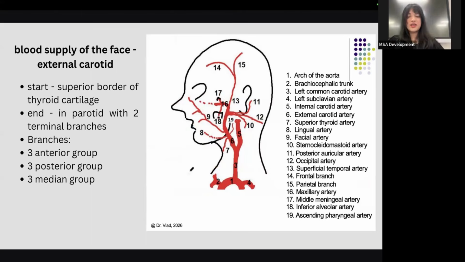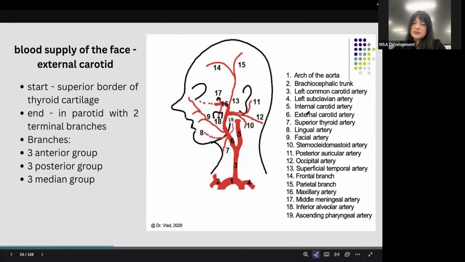Now we move on to the final section of Dr. Vlad's lectures, which is the blood supply of the face, right? You need to draw these out to understand them properly. Okay, so let's start off from, let's change the color actually to purple. Let's start off with the arch of the aorta.